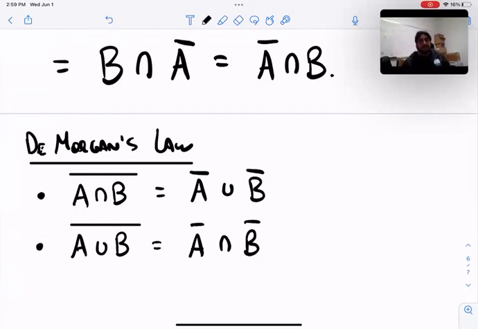Very similar to De Morgan's law, say for quantified statements, right? For and or, right? Flip the there exists to a for all, or flip the for all to a there exists as you pull the not in or out, or flip the and to an or, the or to an and as you pull the not in or out. Same thing here. Flip the intersection to the union or the union to the intersection as you pull the complement in or out. Same process, slightly different operation, right?